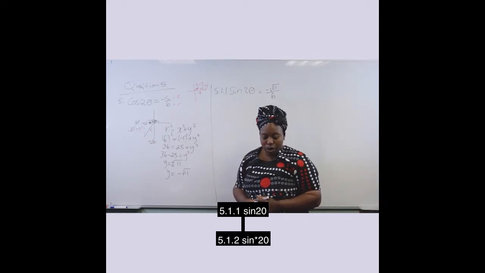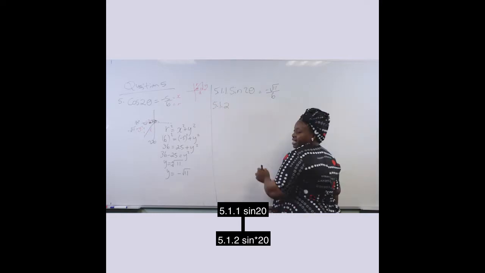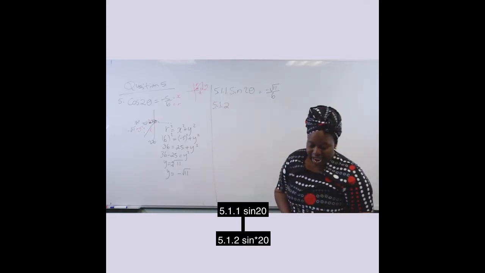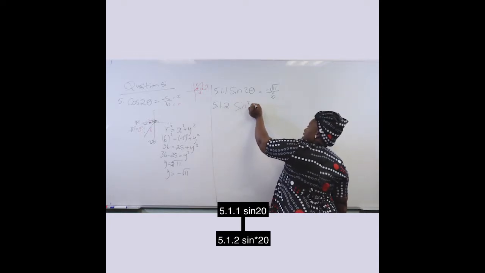Okay, 5.1.2. So let's go to 5.1.2. They said you must find what? Sine squared theta. Sine squared theta.